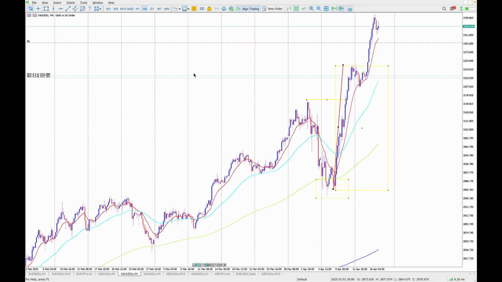So as you can see, price then gave us a pullback, not a deep pullback, but this one just came and gave us a trap below the 13 EMA.